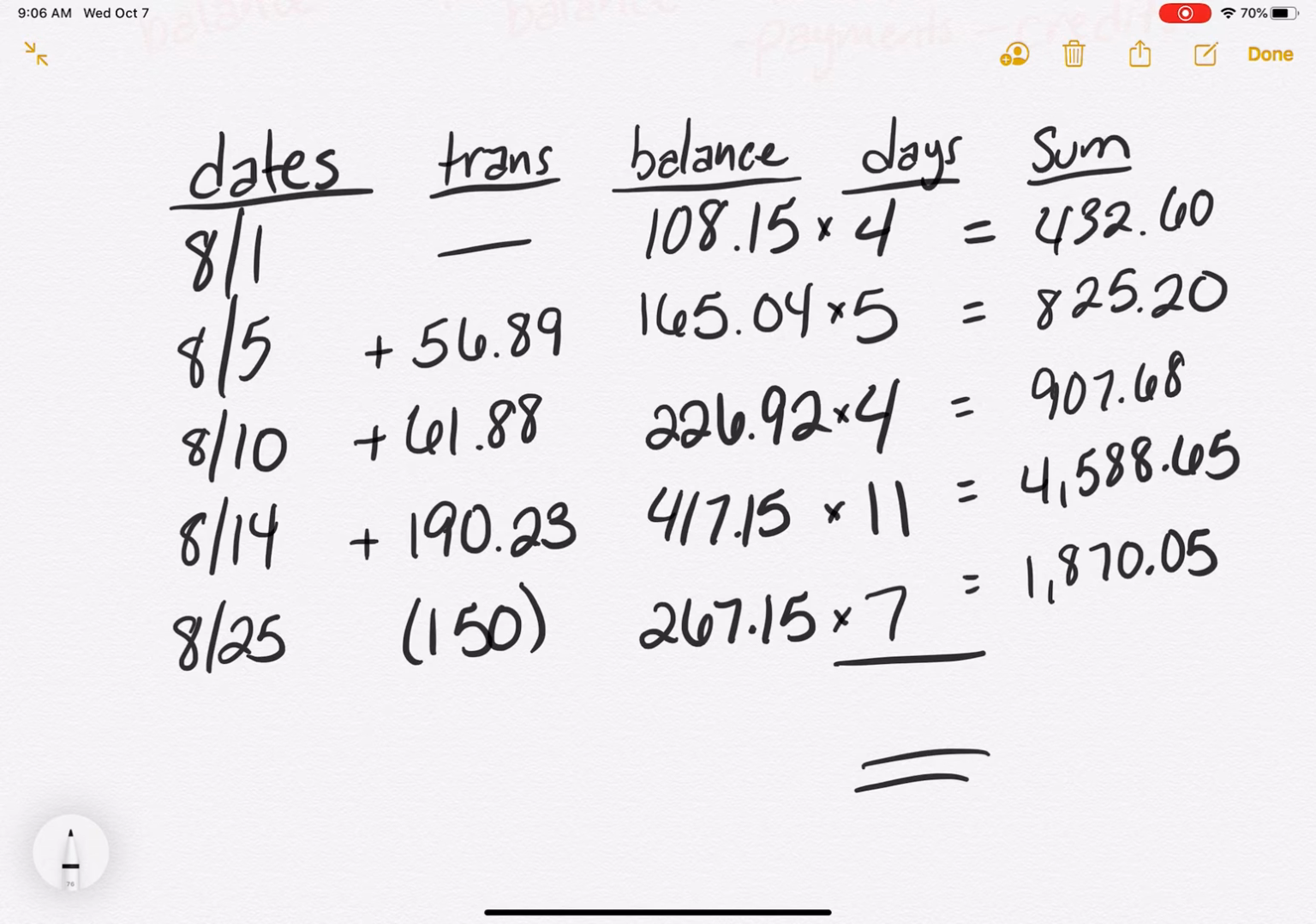Okay, done. Logically speaking, about what should our average be? Where did we spend the most amount of time during the month? How much was our balance during the most amount of time? These are all of our balances right here. 8/14 to 8/25, so it'll be 417. Yeah, that's what I was looking for. It should be around $400 because we spent 11 days in that amount.